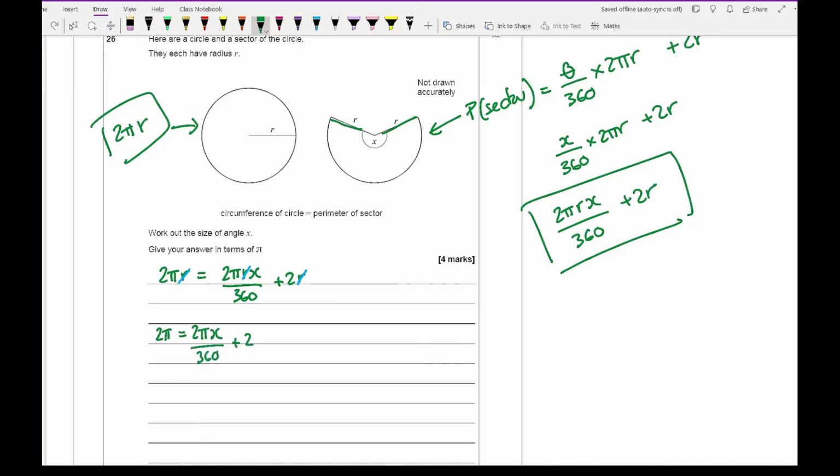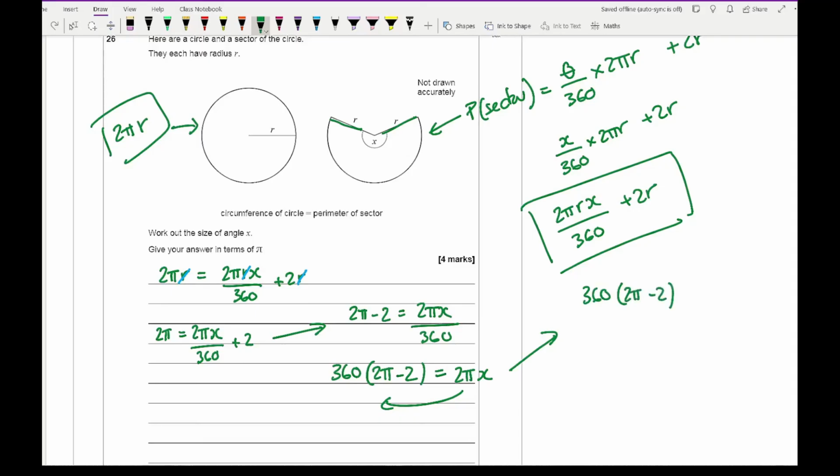Now all I want to do is make x the subject, so let's see if we can do that. I've got 2 pi minus 2 equals 2 pi x over 360, then take the 360 over to the other side, so I've got 360 lots of 2 pi minus 2 equals 2 pi x, and then take the 2 pi over to the other side, so I've got 360 times (2 pi minus 2) divided by 2 pi equals x.